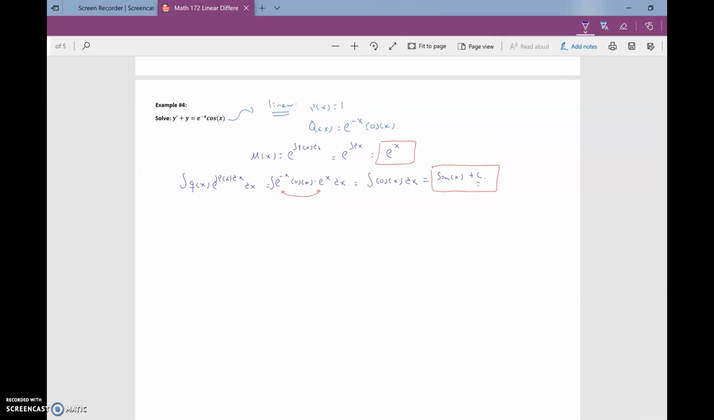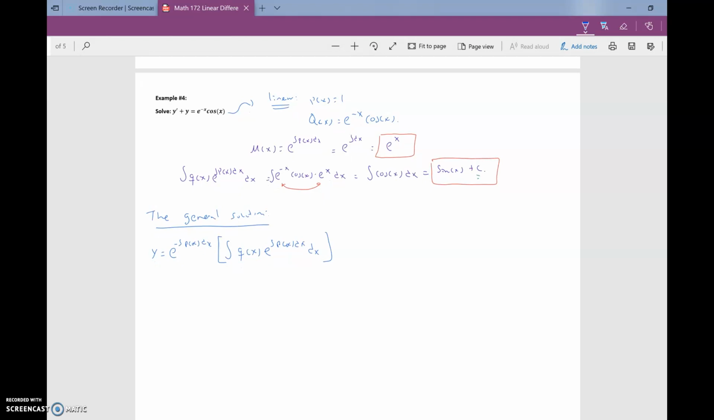Okay, so let me rewrite the general solution. And in this case, it's going to be y is equal to e raised to the negative integral of p of x dx times the actual integral of the q of x e to the integral of p of x dx, which for our problem happens to simplify to technically e to the negative x, and then times the actual sine of x plus c.